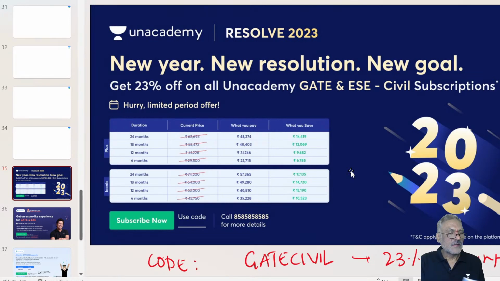Last class we discussed transpiration and evapotranspiration, and we started infiltration as well. We have been discussing Horton's infiltration capacity curve. That's where we stopped.